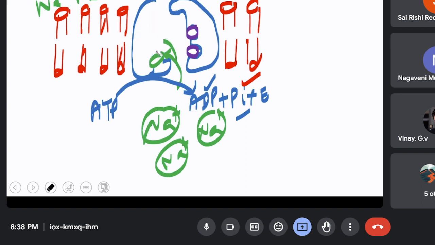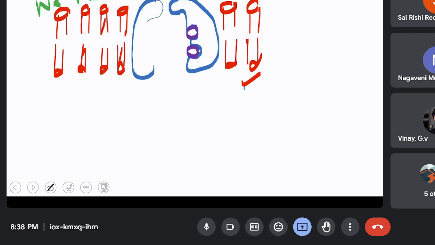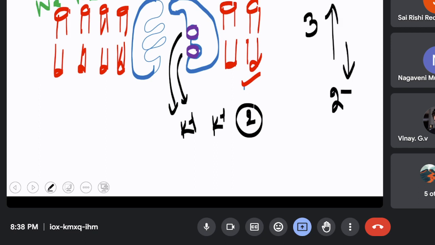So the dephosphorylation brings the protein to the same configuration where there are only potassium ions inside and sodium ions are already released out. This conformation releases the potassium ions inside. How many? Two potassium ions are released. Thus, for every three sodium ions that are sent out, two potassium ions are sent inside.